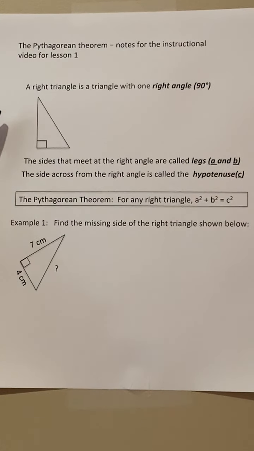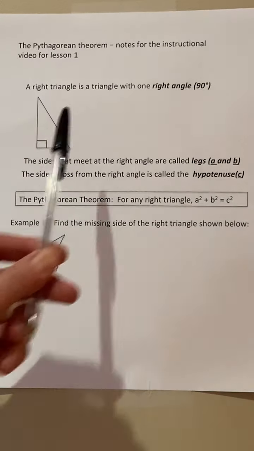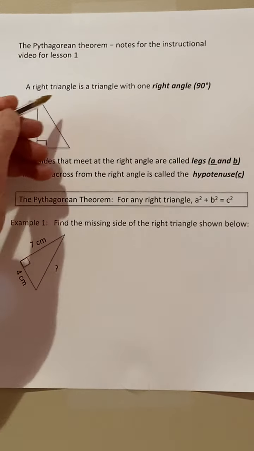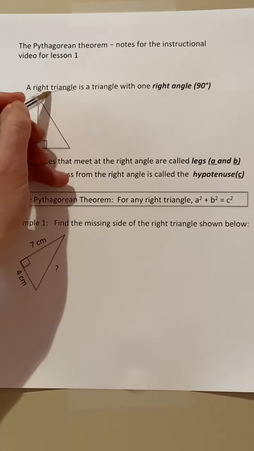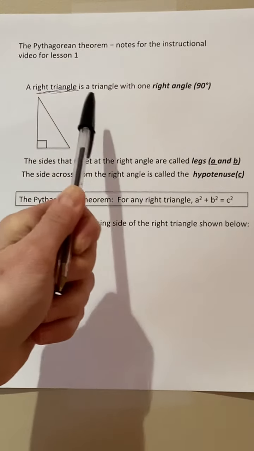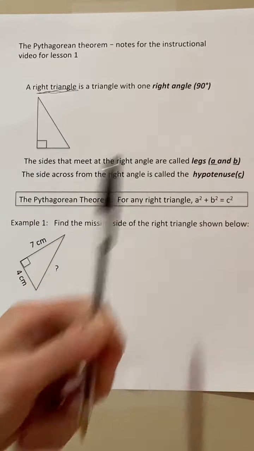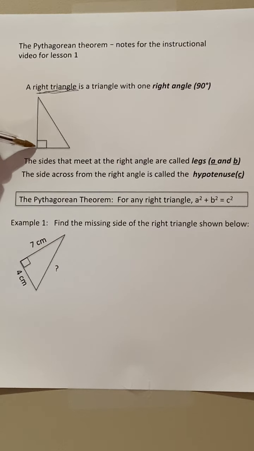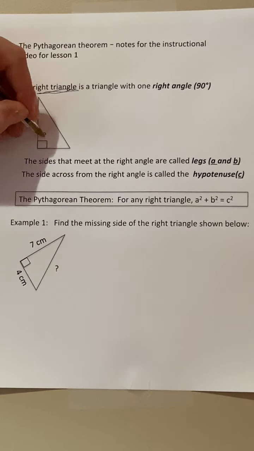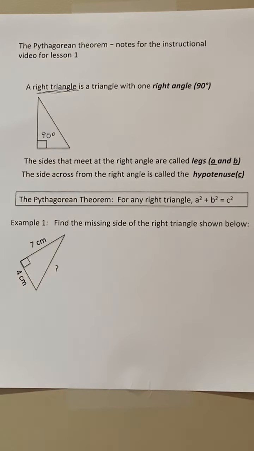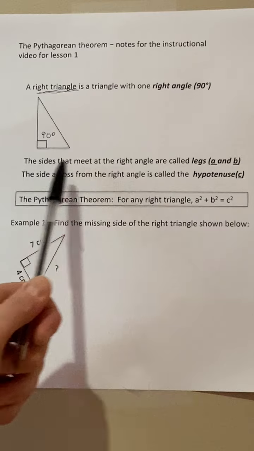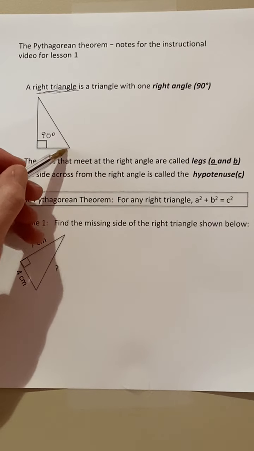So the Pythagorean theorem is all about finding lengths of triangles, and specifically right triangles. Now the first thing on our notes here says a right triangle is a triangle with a right angle. A right angle is 90 degrees. We can see that here in the triangle. This little square tells us that this is a right angle, and this angle here is going to be 90 degrees.